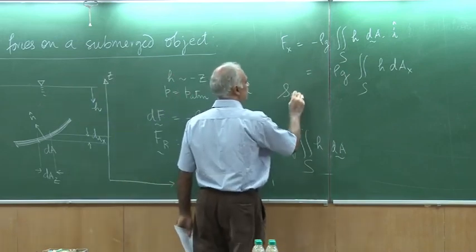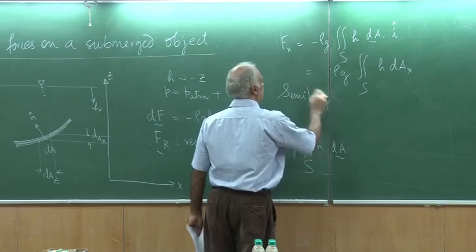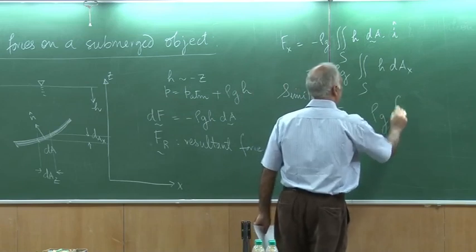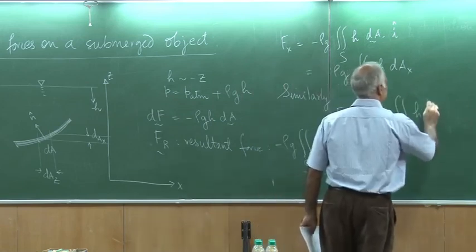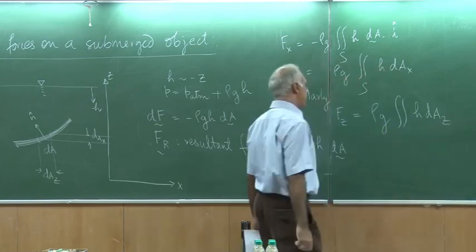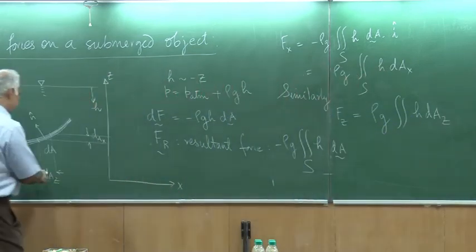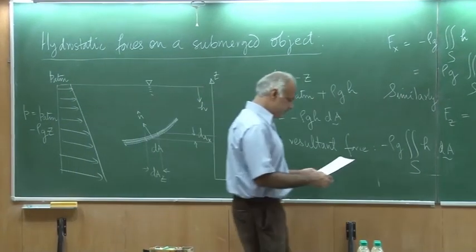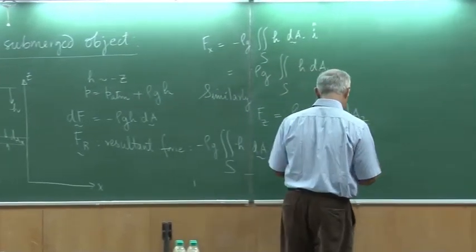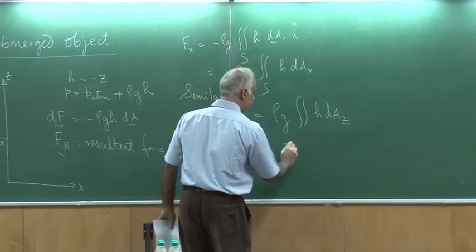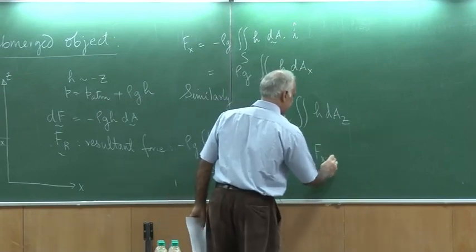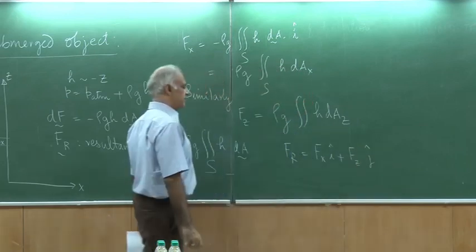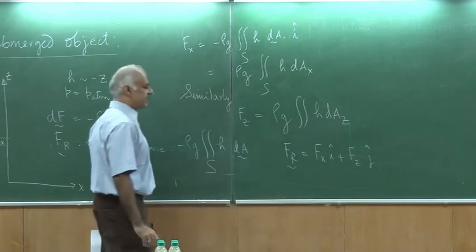Similarly, I could calculate Fz as rho g times the integral of h dAz, where these are the projections that I am talking about, Ax and Az in these pictures. Fr, of course, is given as Fx i plus Fz j. It is a vector.